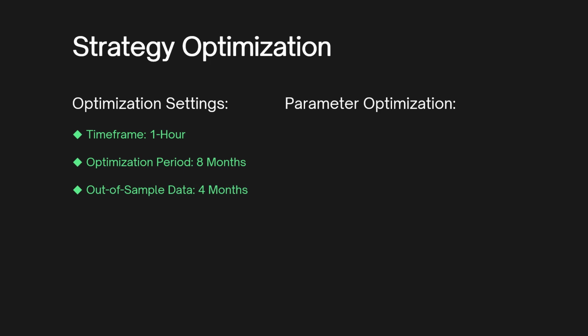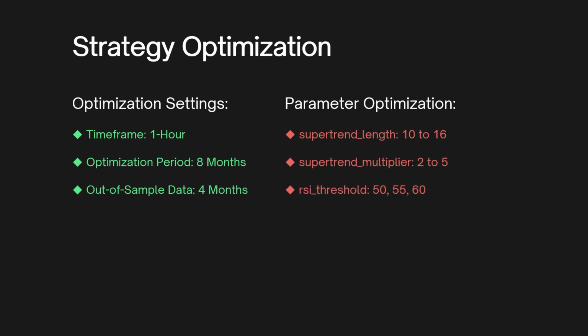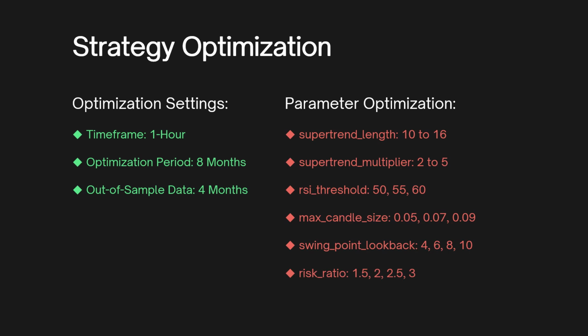We're going to optimize several key parameters: Supertrend length and Supertrend multiplier, RSI threshold, testing values like 50, 55, and 60, maximum candle size. This helps avoid entering trades when a candle is too large and could lead to poor entries. Swing point lookback. This defines how many candles we look back to identify the most recent swing lows for long trades or swing highs for short trades, which we then use to place our stop-loss levels just beyond those points. Risk-reward ratio, used to calculate the take-profit level relative to the stop-loss.